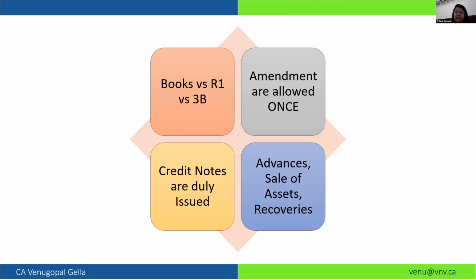Then if there is a sale of asset, even today, though it's been 6 years, people are still confused on what asset and how it is to be paid. We need to be very careful when we say sale of asset. Okay, GST needs to be paid. But in sale of asset, there are two things. One, where there is a sale of asset on which you have availed ITC. And another is sale of asset where you haven't availed the ITC.